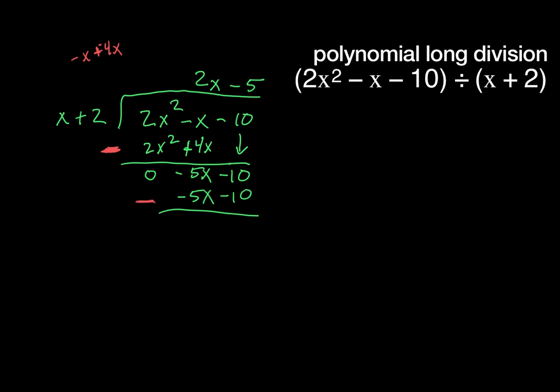subtracting. So negative 5 minus a negative is plus a positive. So negative 5 plus 5 adds to 0. Negative 10 minus a negative 10. Again, remember it's always subtraction. Negative 10 minus a negative is plus a positive. So negative 10 plus 10 is also 0.